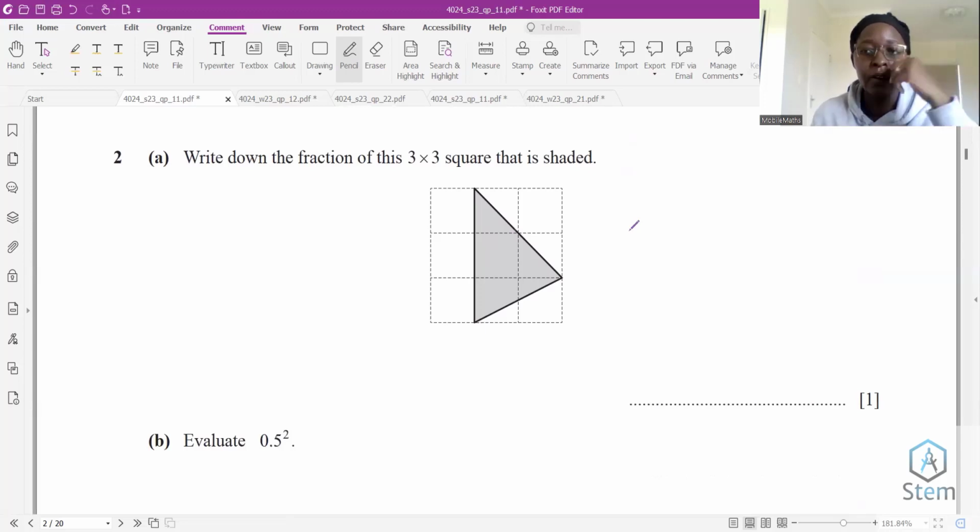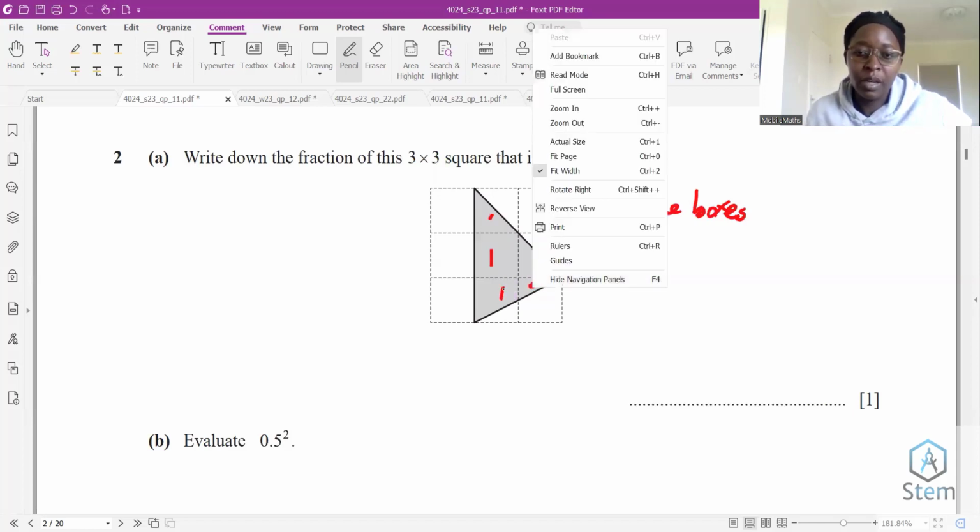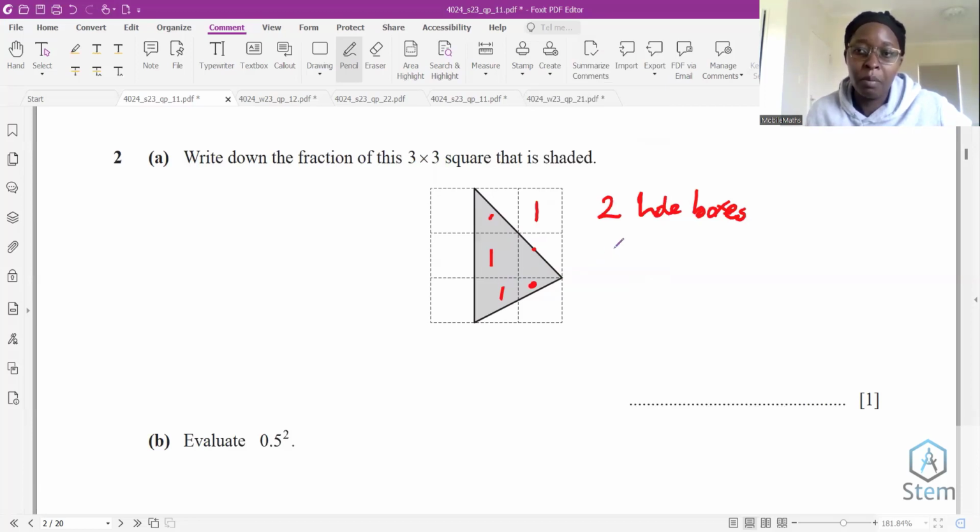Now I write down the fraction of this 3 by 3 square that is shaded. Basically we have one shaded part there. Then I've got a half here and a half here. This is going to give me 1 whole number. So I now have 2 whole boxes. Then I have this one and this one. If I add them together, they give me 1 box again. So I can add another 1.